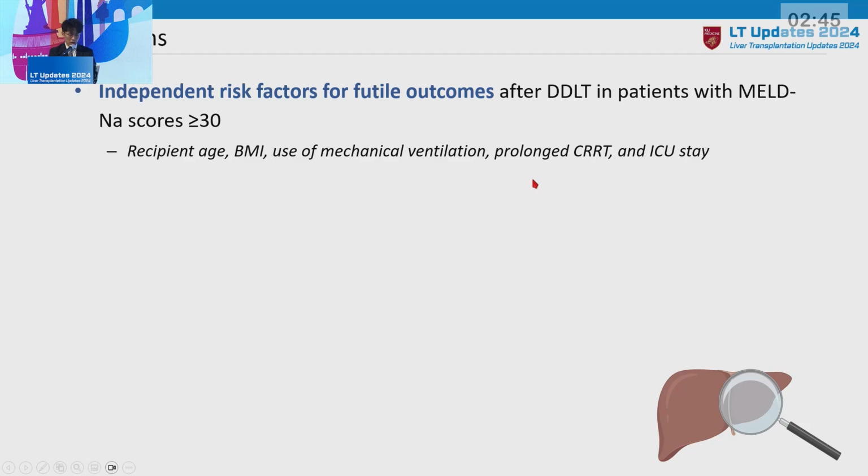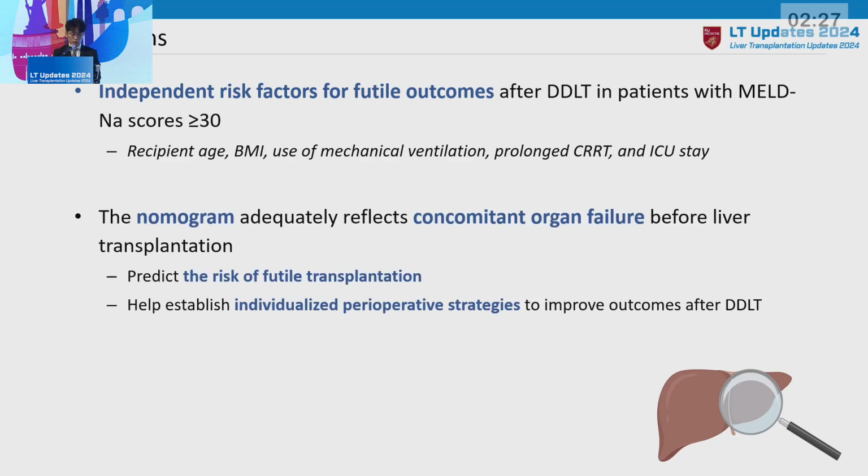In conclusion, independent risk factors for futile outcomes after deceased donor liver transplantation in patients with MELD-sodium score above 30 include recipient age, BMI, and use of mechanical ventilation, prolonged CRRT, and preoperative ICU stay. The nomogram, which adequately reflects concomitant organ failure before deceased donor liver transplantation, could predict the risk of futile transplantation and help establish individualized perioperative strategies to improve outcomes after deceased donor liver transplantation.